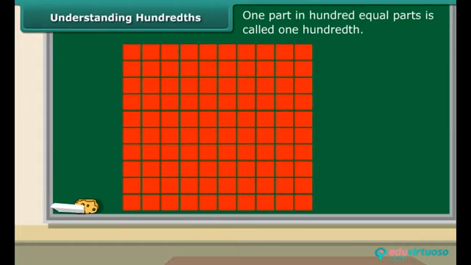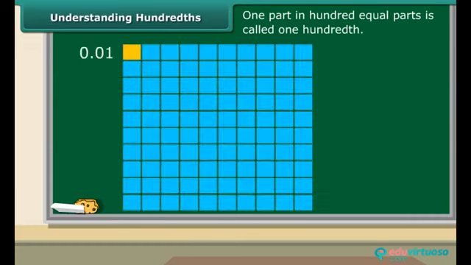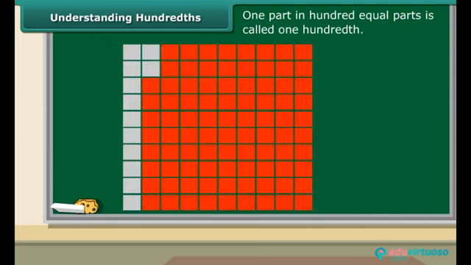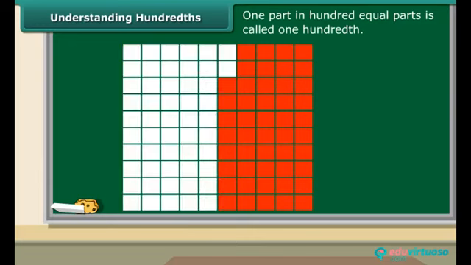1 part in 100 equal parts is called 1/100. Each small square is called 1/100th of the whole square. In decimal notation, we read it as 0.01. 12 shaded squares will make 12/100ths or 0.12. 33 shaded squares will make 33/100ths or 0.33. 52 shaded squares will make 52/100ths or 0.52.